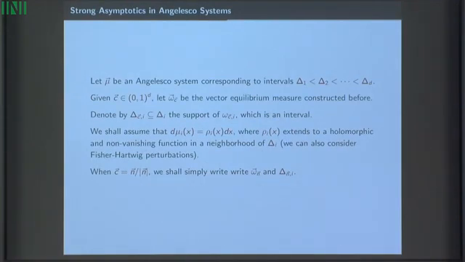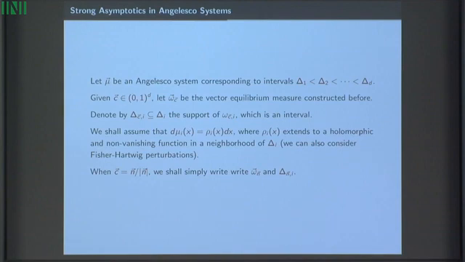So okay, now I will switch only to Angelesco systems. Let me remind you what the setup is. I have a vector, an Angelesco vector of measures, which means components mu 1 through mu d are supported on intervals delta 1, delta 2, up to delta d. All the intervals are disjoint, and delta 1 is to the left of delta 2, which is to the left of delta 3, and so on.